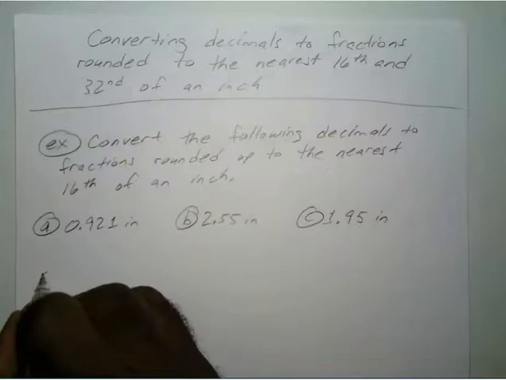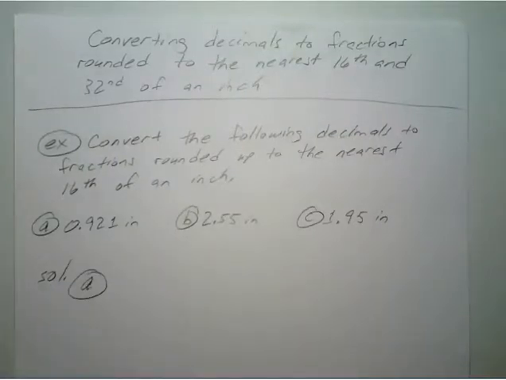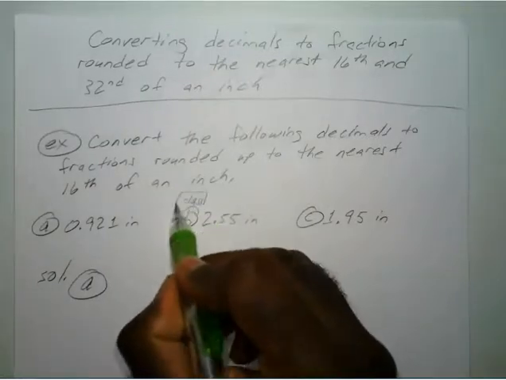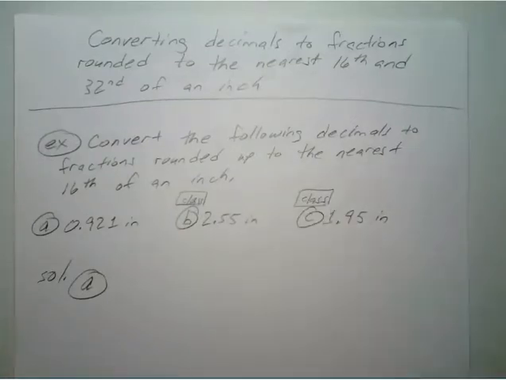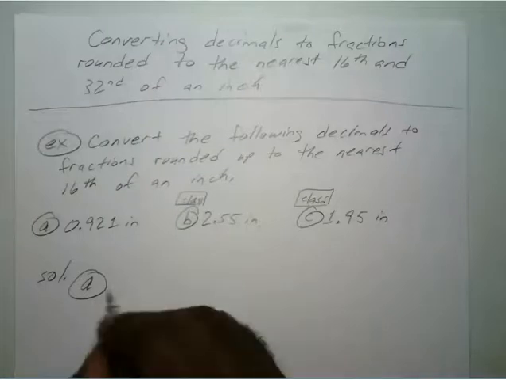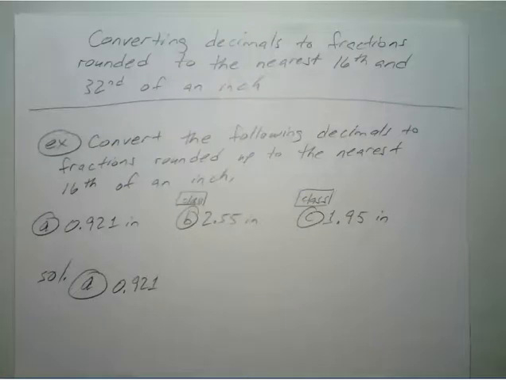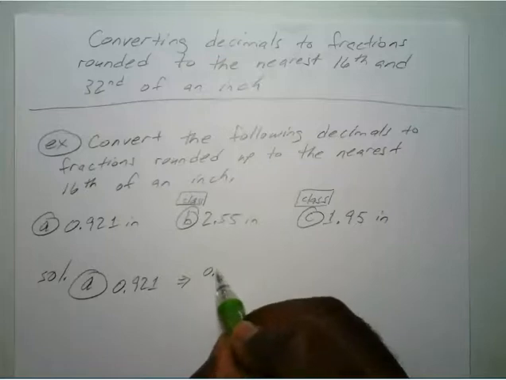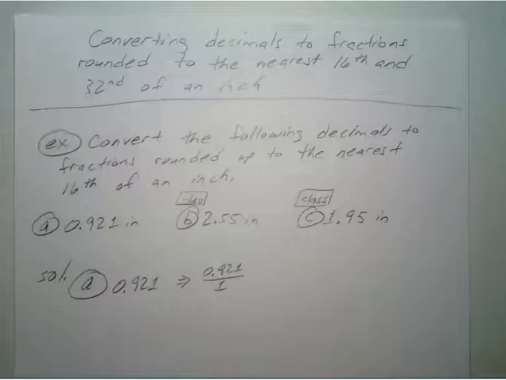I'm going to go ahead and do problem A. Then I want you to do problems B and C. As you're going to see, it's not super duper hard. What we're going to do is take 0.921 and put it as 0.921 over 1. Same value, we didn't change the value at all.